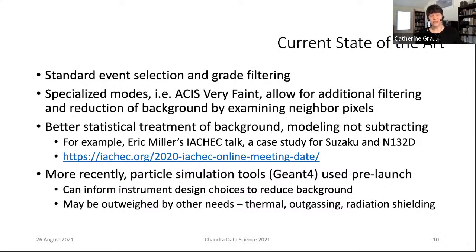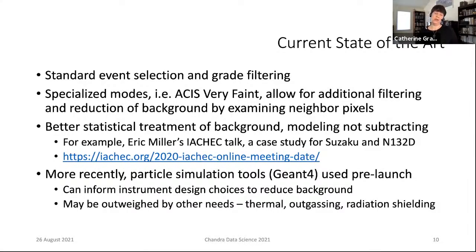You could do a better statistical treatment of the background, modeling it and not subtracting it. And I have a link here to an example. This is Eric Miller's talk at the IACHEC meeting last fall, where he went through a case study using Suzaku observations of the supernova remnant N132D.